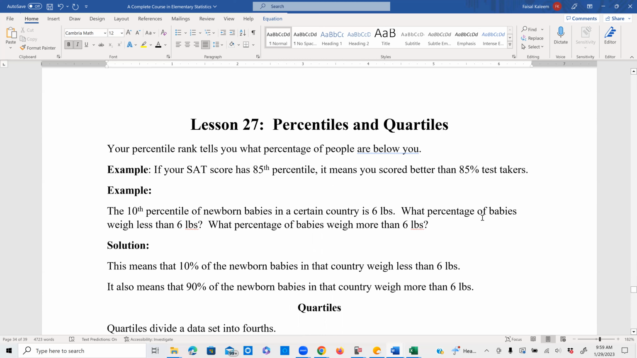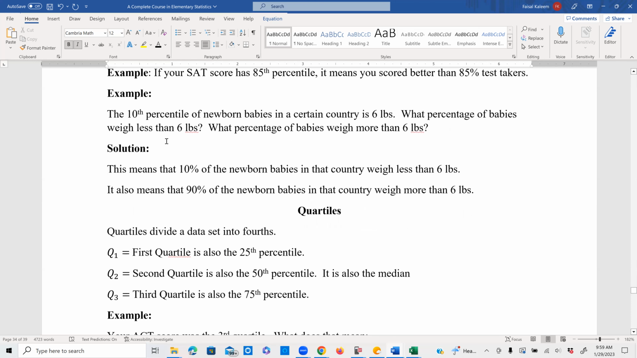Percentiles and quartiles. Your percentile rank tells you what percent of people are below you. Example, if your SAT score is at the 85th percentile, it means you scored better than 85% of the test takers, which means 85% of people are below you and 15% are above you. Similarly, if the 10th percentile of newborn babies is 6 pounds, it means 10% of the babies are below 6 pounds and 90% of the babies will be above 6 pounds. 90 is 100 minus 10.